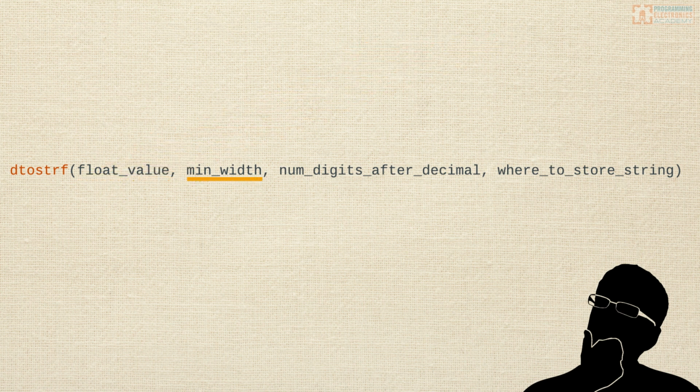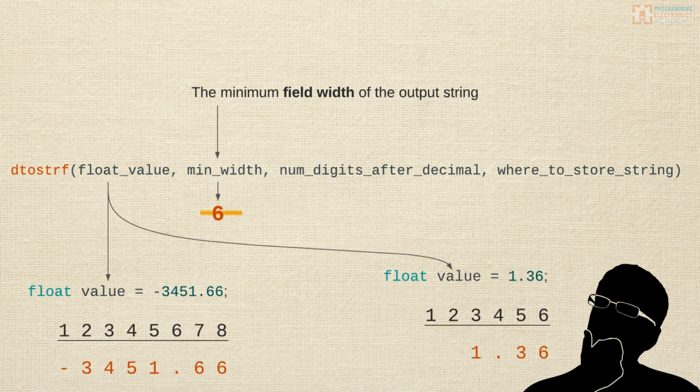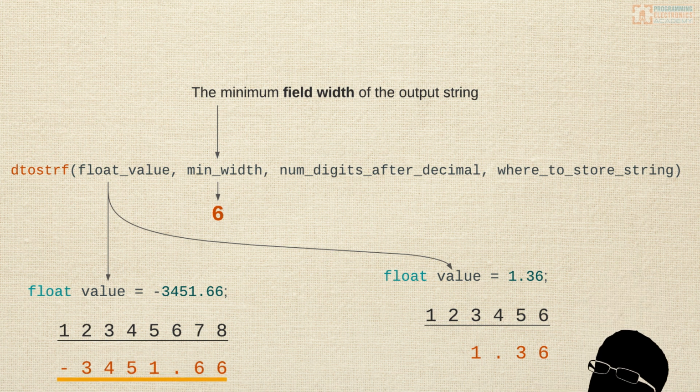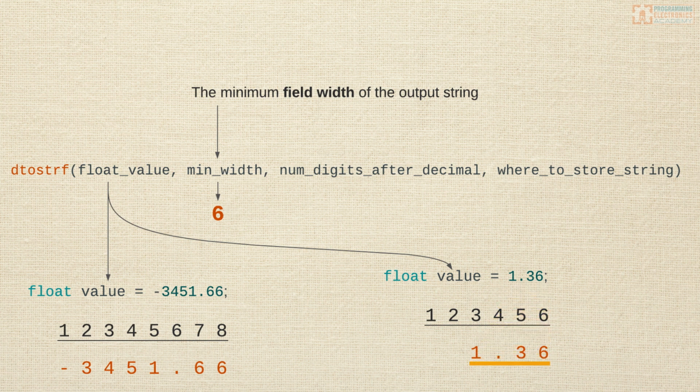The second value is the minimum field width. This is the minimum number of characters that will be in the output string. So if you set the minimum field width to 6 and you convert a floating point value that has greater than 6 digits, those extra digits will still display. And for counting purposes, the decimal point and the negative sign count as spaces too. But if you set the minimum field width to 6 and you convert a floating point value that has less than 6 digits, then empty spaces will be added to the string before the number starts.